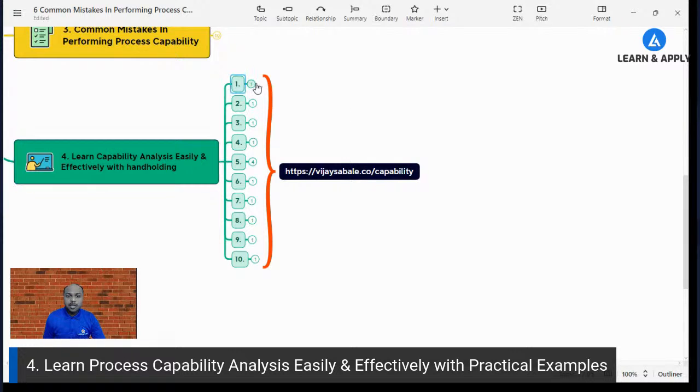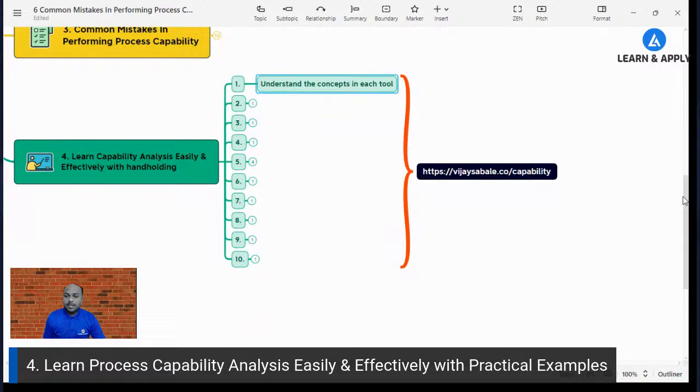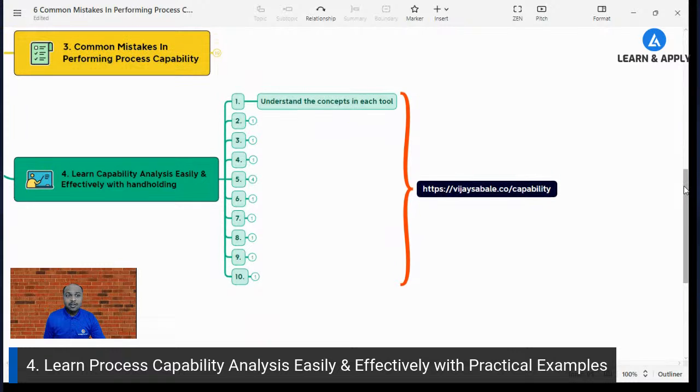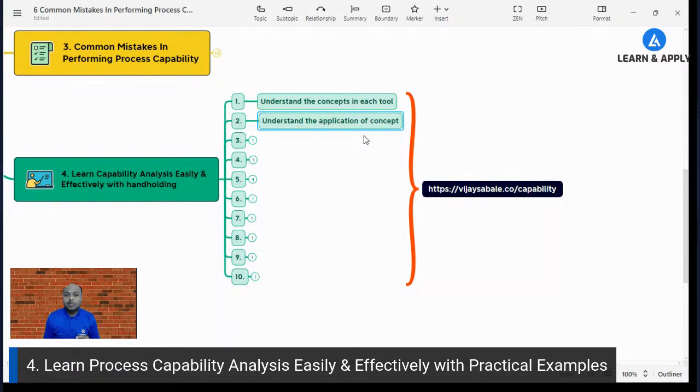The first step is you need to understand all the concepts in capability analysis. As we are discussing the capability analysis, the first step is to understand all the concepts or tools in this capability analysis. That means what is the meaning of CP, CPK, PP, PPK, CPM? What is the importance of the graphical analysis in that, right? So everything we need to understand. What is the specification limit? What are the control limits? How are CP and CPK calculated? So everything we need to understand. Second, understand the application of the concept.